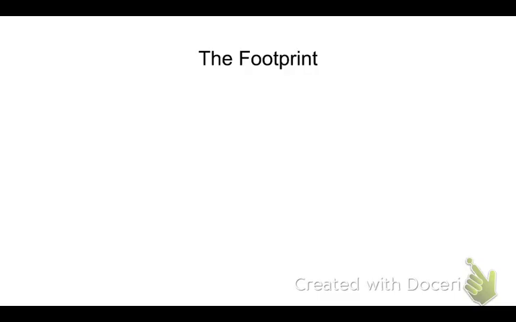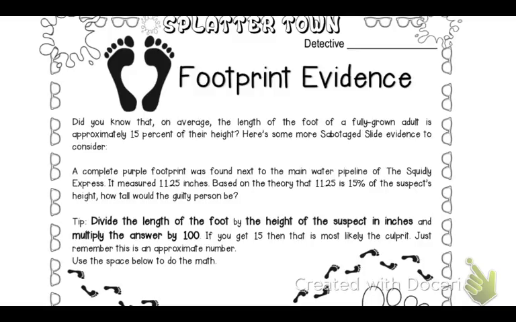The next piece of evidence is the footprint evidence. You will want to make sure that you get this paper. Did you know that on average, the length of the foot of a fully grown adult is approximately 15% of their height? Here's some more sabotage slide evidence to consider. A complete purple footprint was found next to the main water pipeline of the Squidly Express. It measures 11 25/100 inches. Based on the theory that 11 25/100 is 15% of the suspect's height, how tall would the guilty person be?